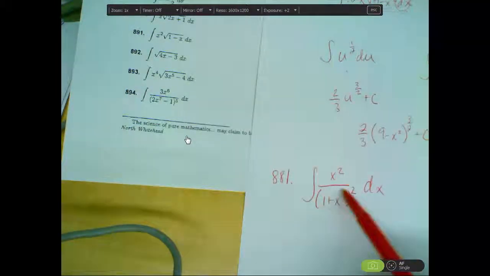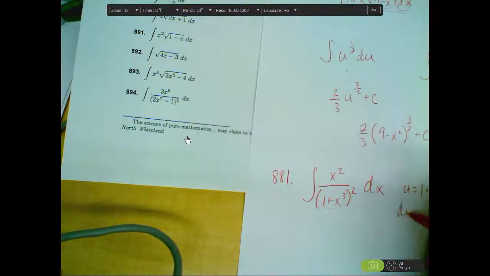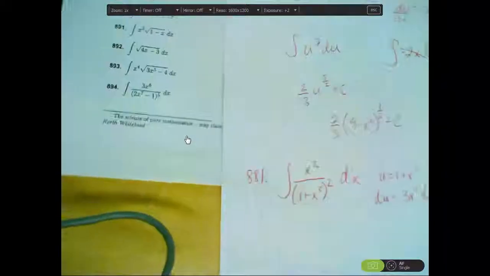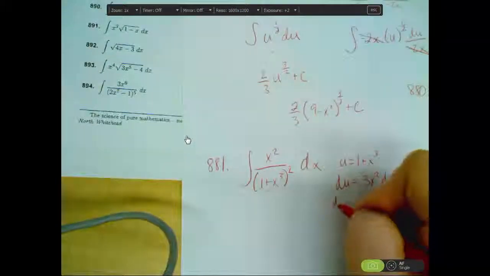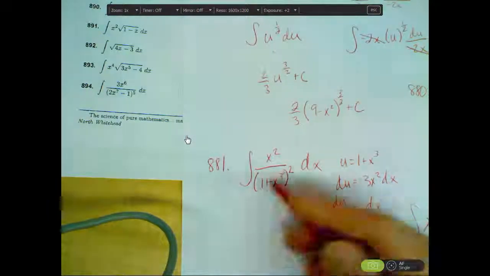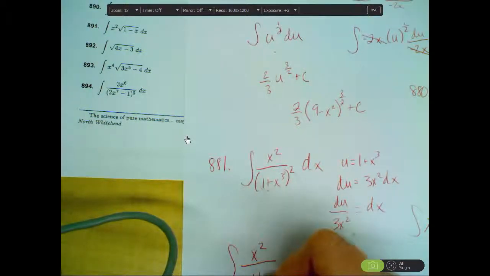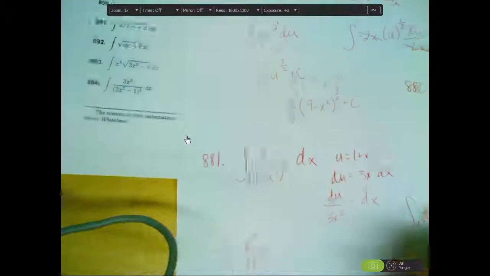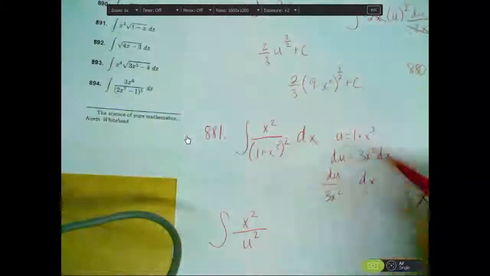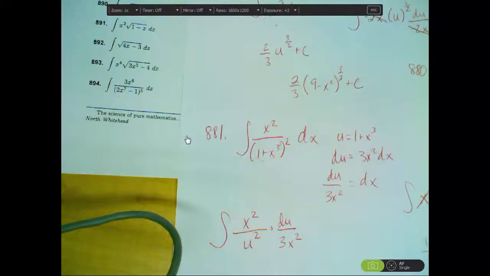Well, usually anything that's being raised to a power is going to be your u. So u equals 1 plus x cubed. So du is 3x squared dx. So dx is du over 3x squared. Let's rewrite our integral with what we know. We have the integral of x squared over u squared times dx, which is du over 3x squared.